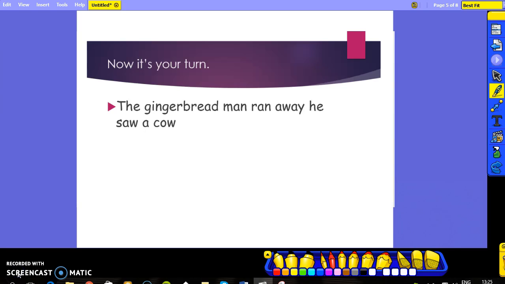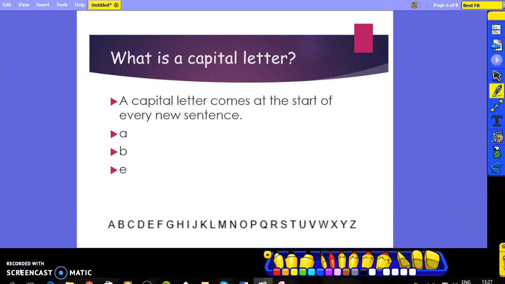Let's add the full stops together. The gingerbread man ran away. I would put a full stop here, as that is where that sentence ends. He saw a cow. I would put a full stop here, as that's where the second sentence ends. Well done if you managed to get it right. So, you've worked really hard on using full stops to end your sentences.